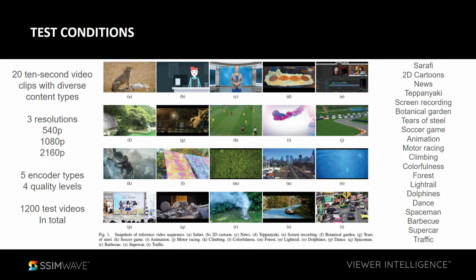As I mentioned, we tested five encoder types, and each video is encoded at four quality levels. In the end, we end up with 1,200 test videos. As I said, 1,200 is quite a big number if you think about doing subjective testing on these videos, because you need at least 20 to 30 people to watch each video in order to get a decent mean opinion score. So that's basically the test condition.